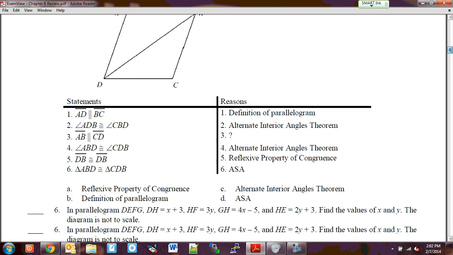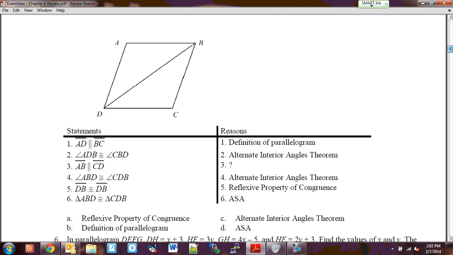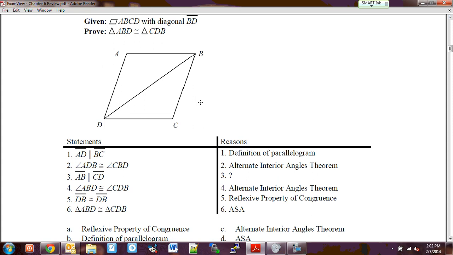Number 5. It says supply the missing reason for the proof. All right. So given parallelogram with diagonal BD, prove that triangle ABD and triangle CDB, so these two triangles, we need to prove them congruent. All right. So AD is parallel to BC, that's definition of parallelogram. Angle ADB is congruent to angle CBD. Well, yeah, that's true because those are alternate interior angles.